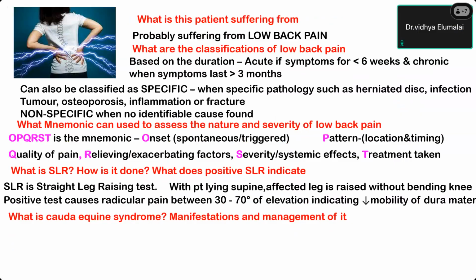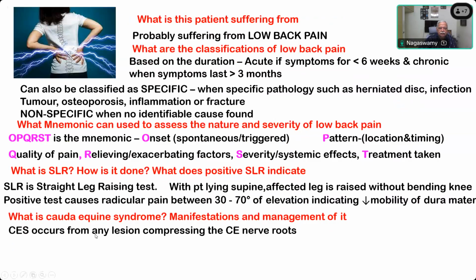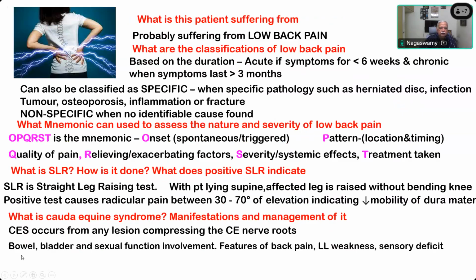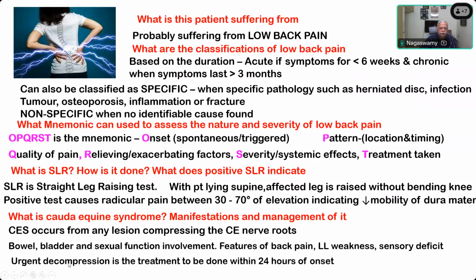Cauda equina syndrome is compression of the lowest part of the spinal nerves, from any lesion compressing the cauda equina nerve roots. It can have bowel, bladder, and sexual function involvement, with features like back pain, lower limb weakness, and sensory deficit. Urgent decompression is the treatment, to be done within 24 hours of onset if you diagnose cauda equina syndrome.